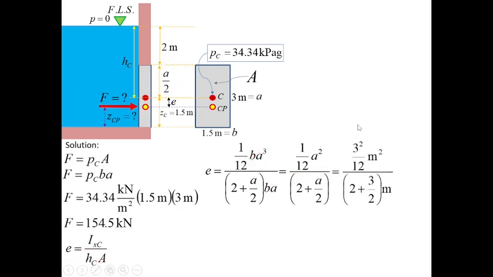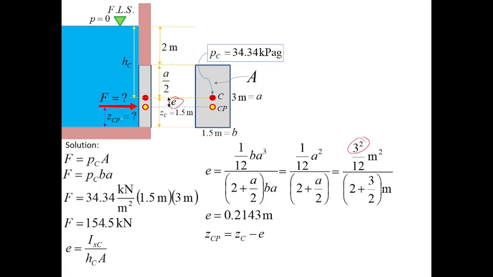And then we have A is 3 meters, so 3 squared over 12 square meter. So this is actually 3 meters squared, so we can write this as 3 squared square meter, or 9 square meter. So we can proceed. Our answer is 0.2143 meter. Okay? And this is E.